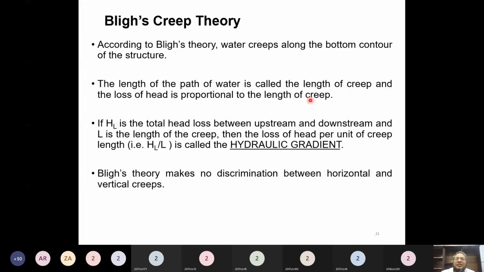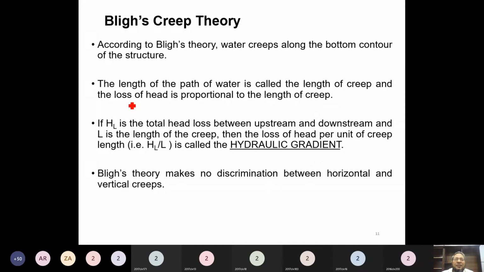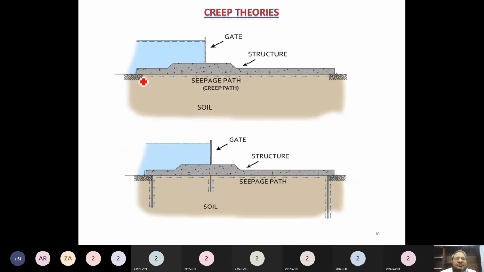And the loss of head is proportional to the length of the creep. So this is a very important point given by the creep theory कि जो head loss है is proportional to the length of the creep. As the length of the creep increases, head loss will increase. And you know how much would be the head loss on the entire length of the creep? When we are here, head loss is 0. As we move forward in the forward direction, head loss will keep on increasing. And when we reach here, the head loss would be maximum.